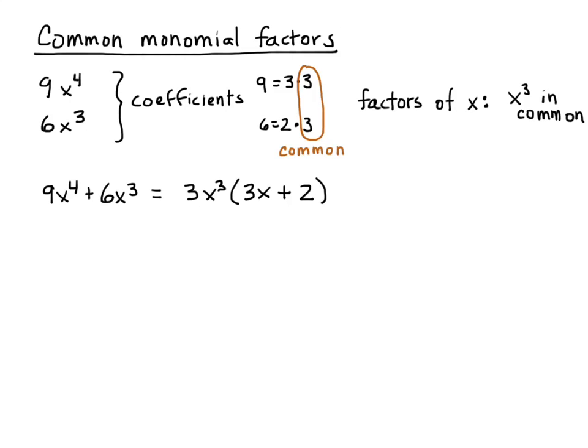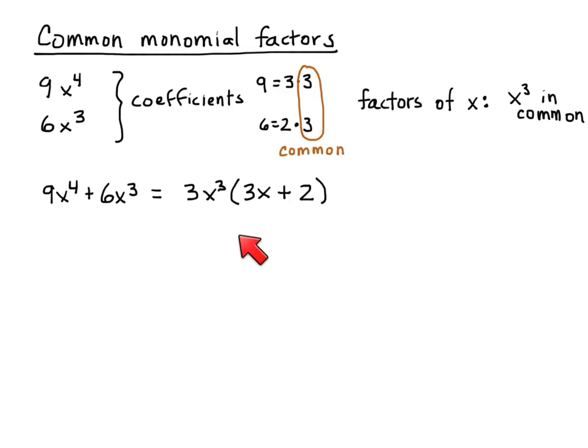Same thing with 6x cubed. If we have 3x squared, the first thing, well, when we look at the coefficients, it's going to be 2 times 3 is 6, and then actually this is 3x cubed. And then we can factor out the x cubed, so we just end up with a 2. So when we factor this whole expression, we get 3x plus 2.